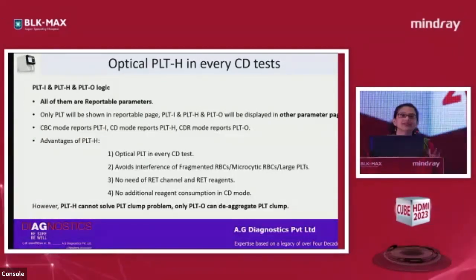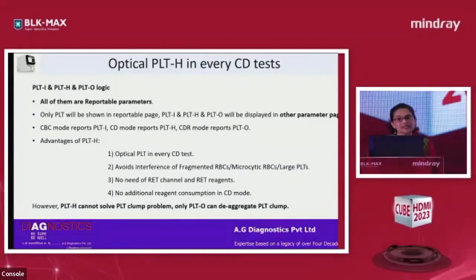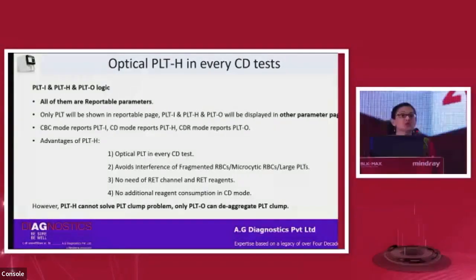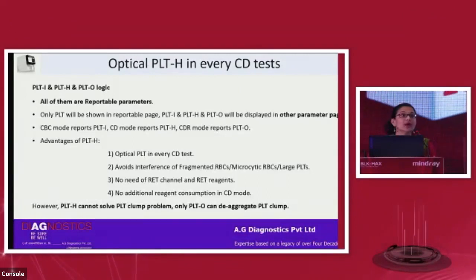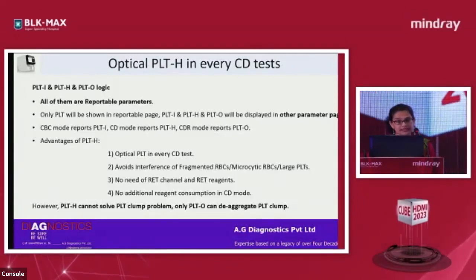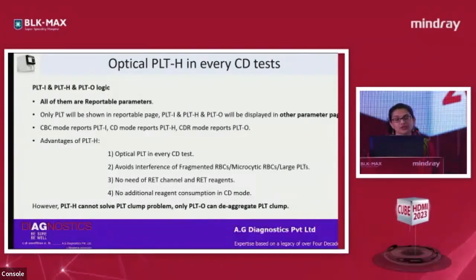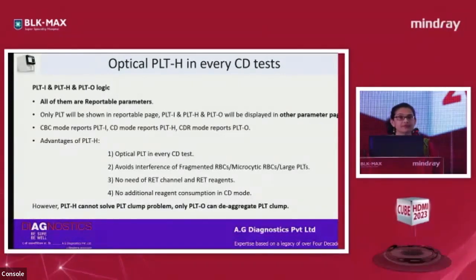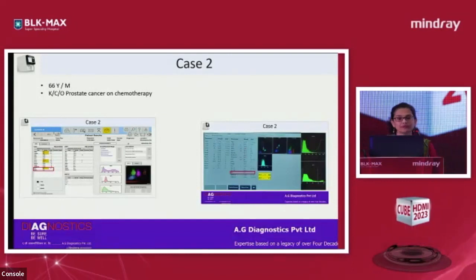We can say an optical equivalent of platelets in every CD test. It avoids interferences of fragmented RBCs, microcytic RBCs, or large platelets. There is no need of a red channel or red reagents and no additional reagent consumption in the CD mode. However, it does not solve the platelet clumping problem, which is possible only with platelet O, where it can deaggregate the platelet clumps. I'll take you through a few cases.